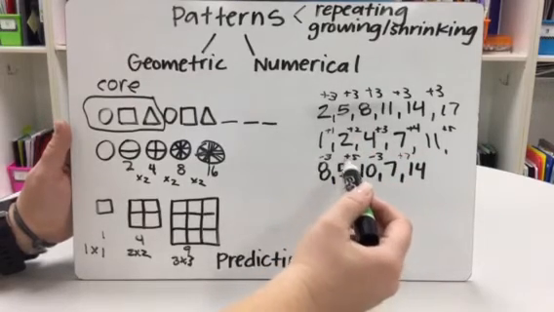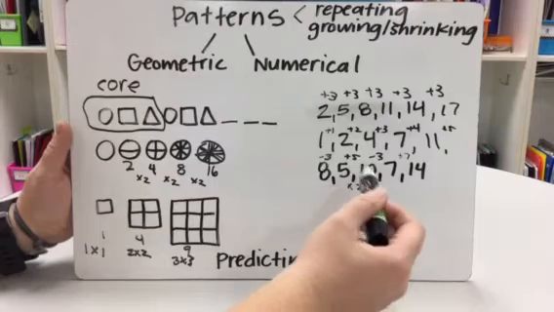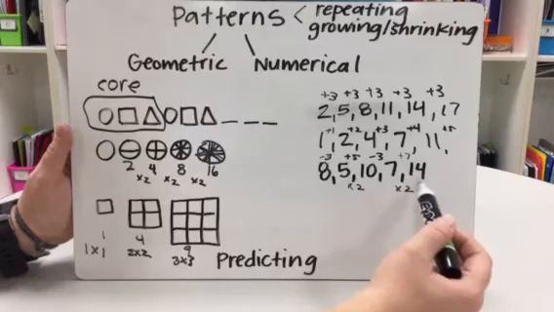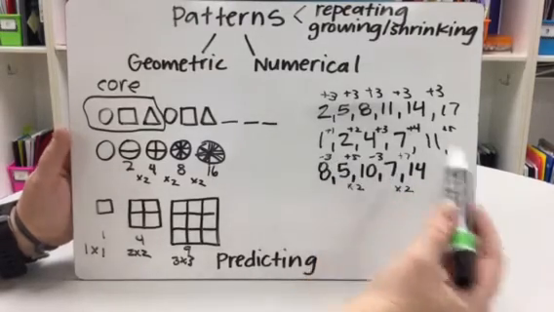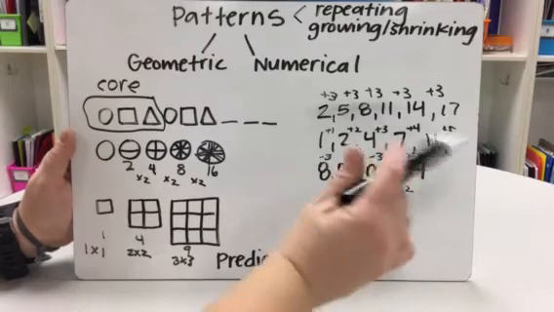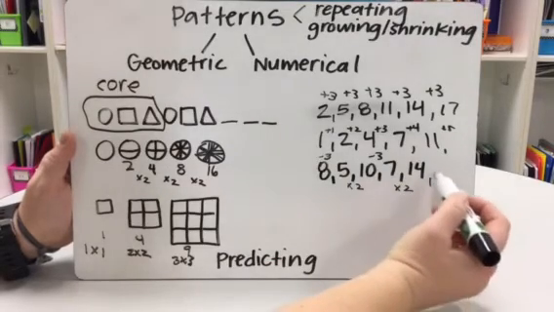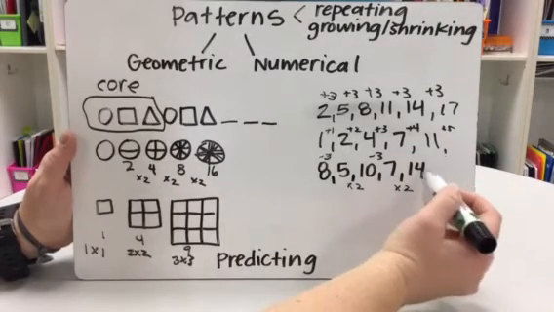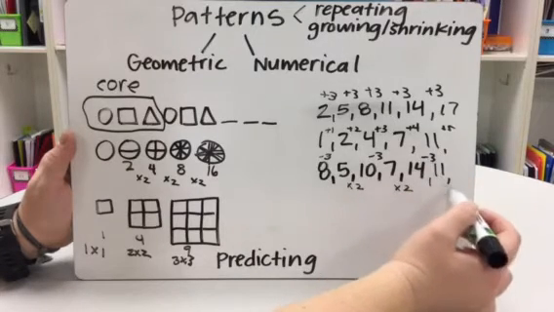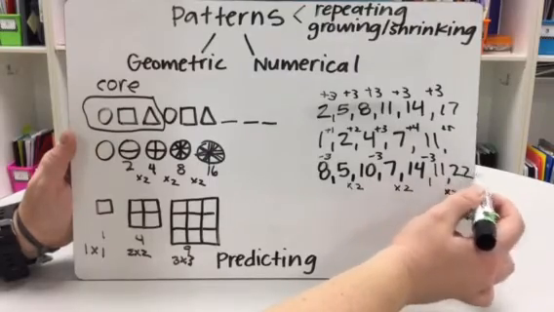So, well, 5 to 10 is a +5, but it's also 5 times 2 is 10. I wonder if that could work here. 7 times 2 is 14. So the rule here is subtract 3, multiply by 2. So I'm going to take that away. That didn't work, but here I would subtract 3. So 14 minus 3 would be 11. So that was my -3. Then if I multiply by 2, 11 times 2, that's 22.